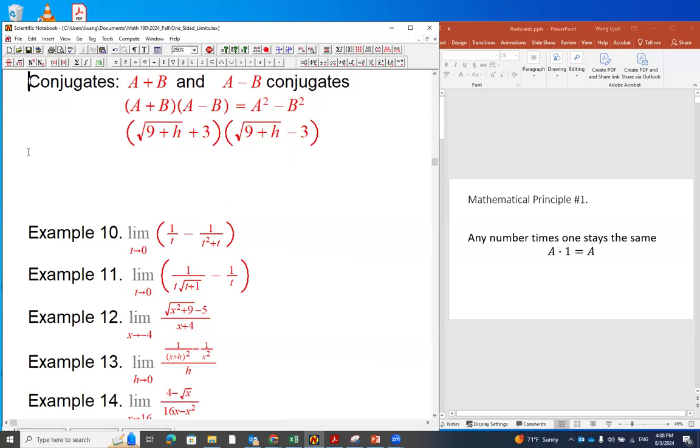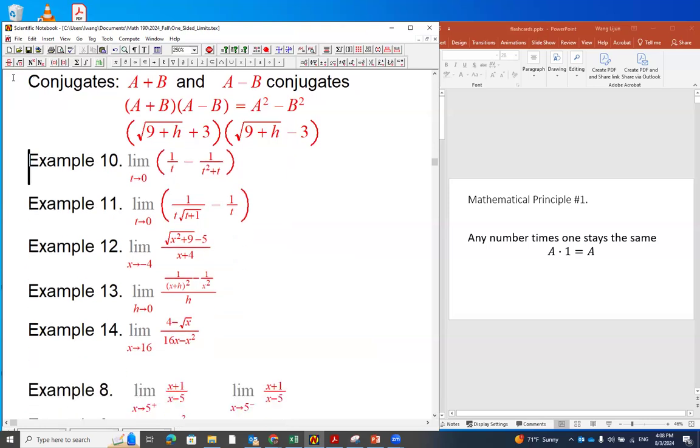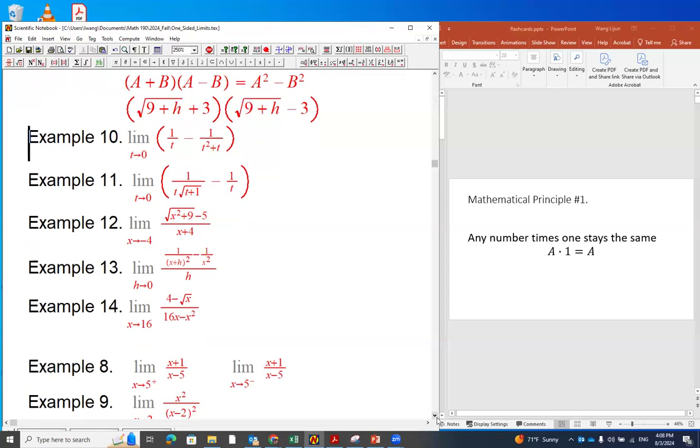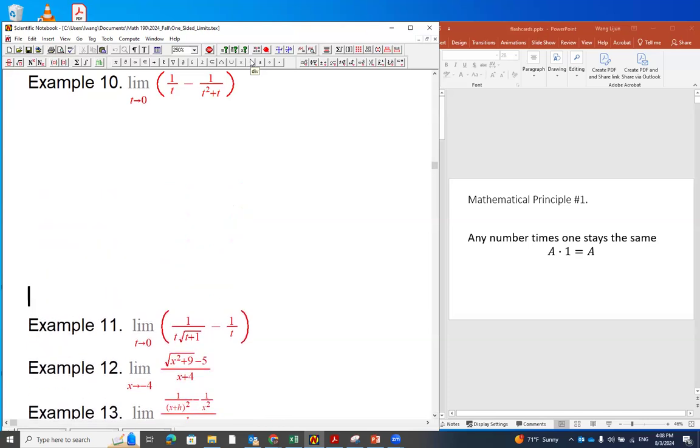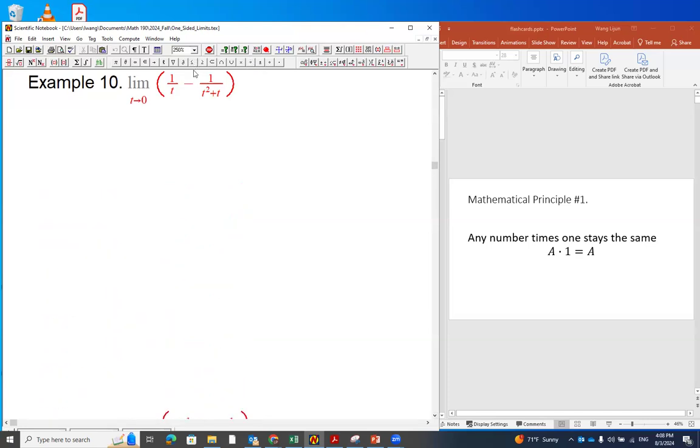Let's look at number 10. Number 10, on the first side, as we can see, t approaches 0, right? We have a 0 in the denominator in this case. We have a 0 in the denominator in that other case. Obviously, t equals 0 is not in the domain. We cannot do direct substitution. And so here, I'm going to do a think out aloud.